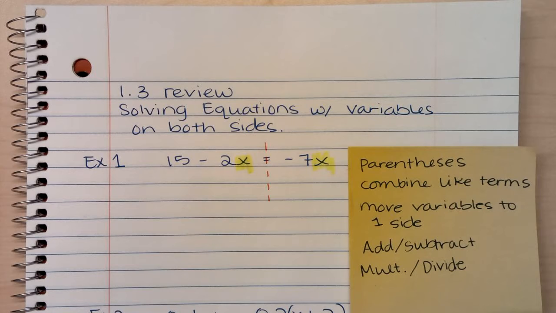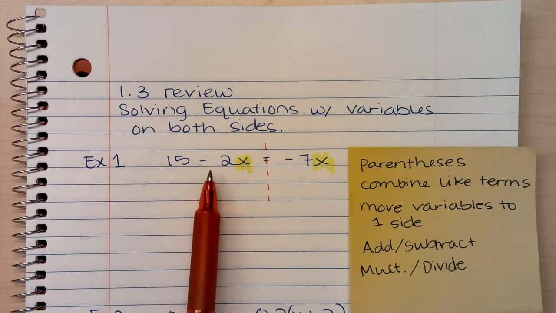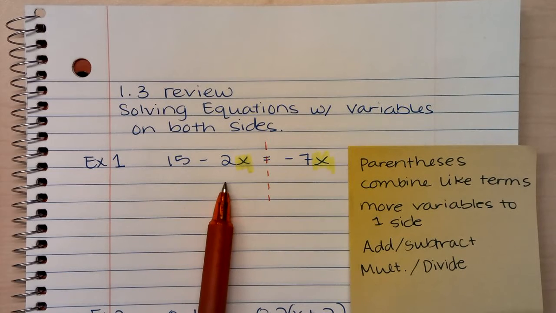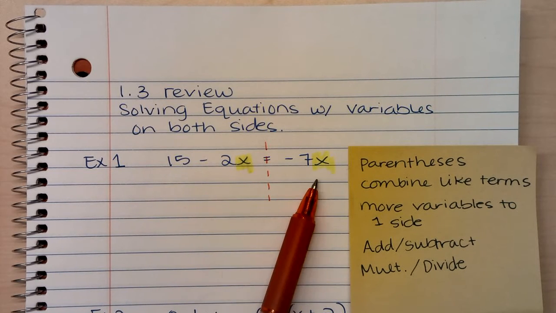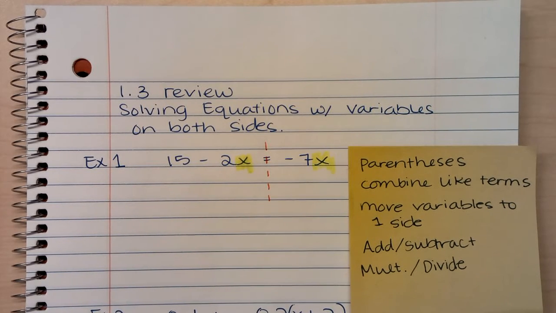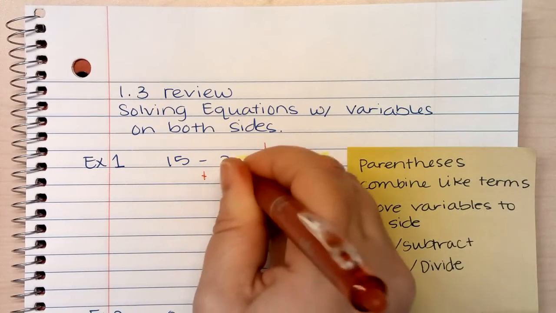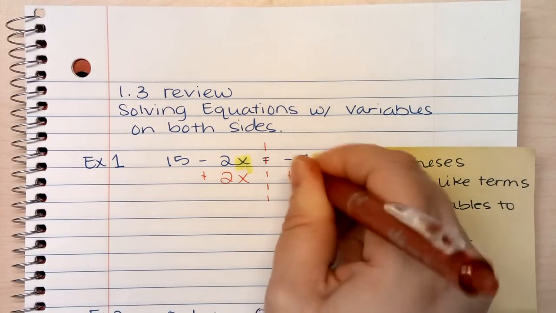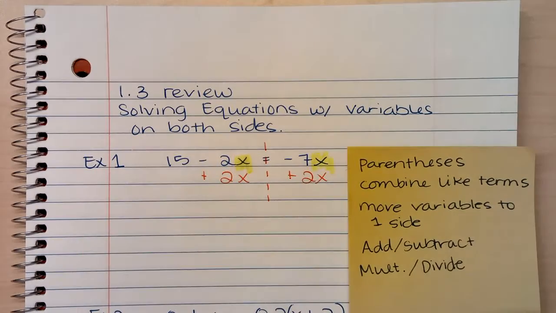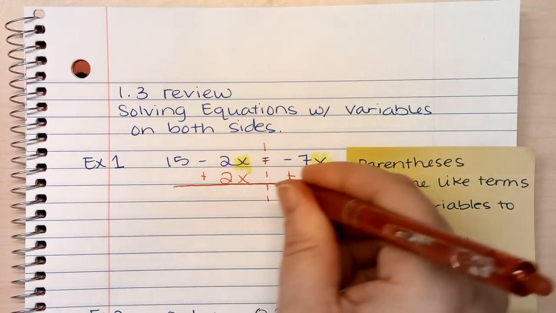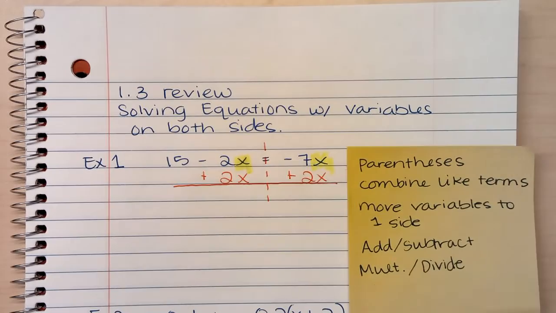It doesn't matter if you want to add 2x to both sides or add 7x to both sides. Just stay consistent with whatever choice you choose and do the same thing to each side. So I'm going to add 2x. That's just my choice. I could have added 7x, which would be fine as well. But whatever I do to one side, I have to do to the other.